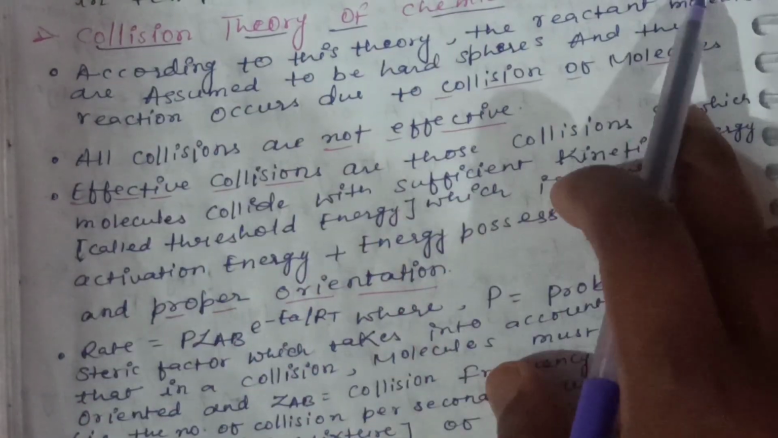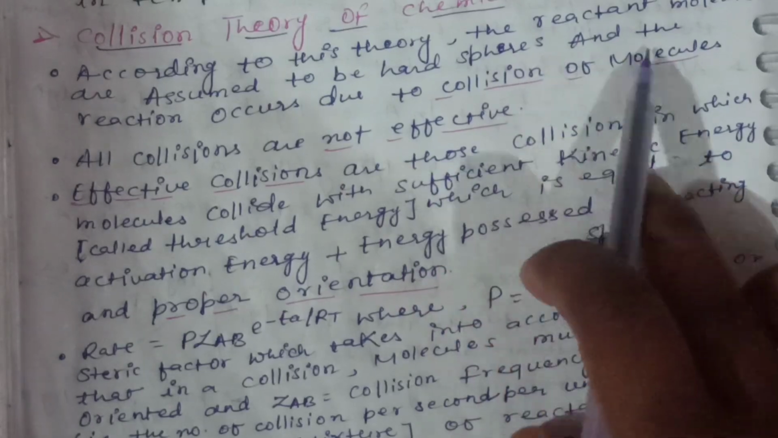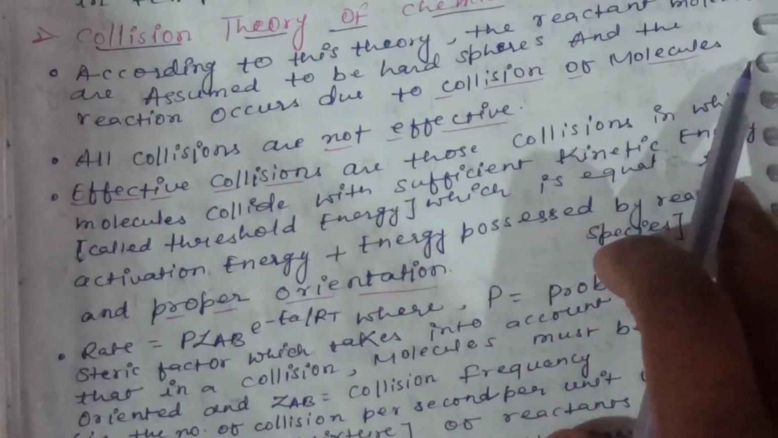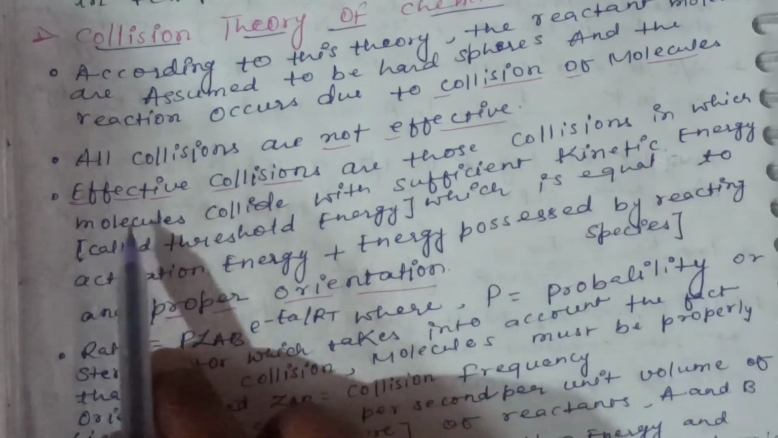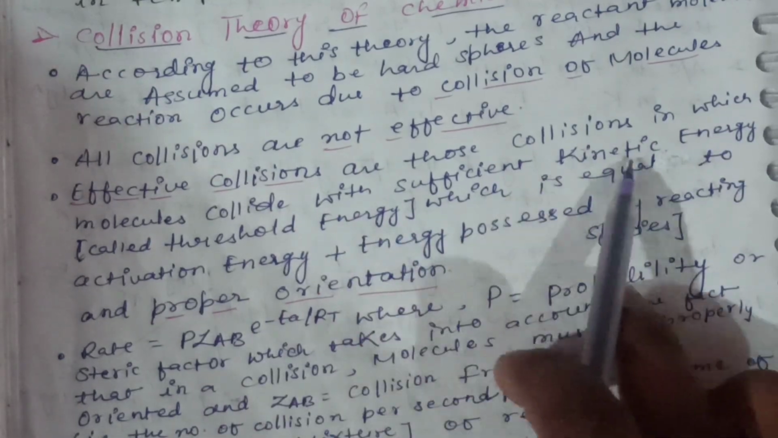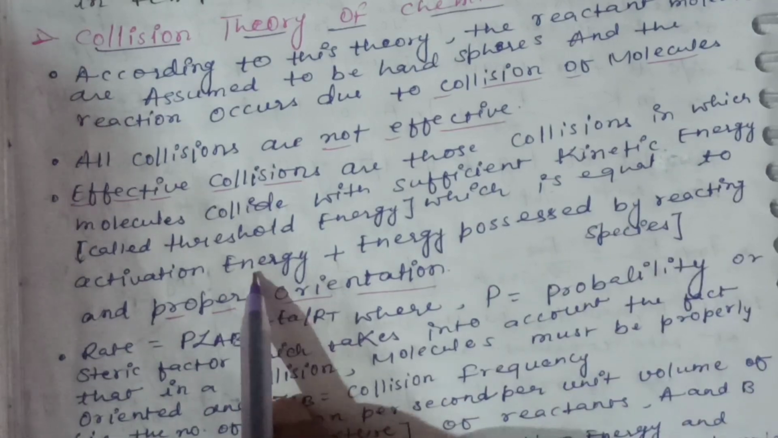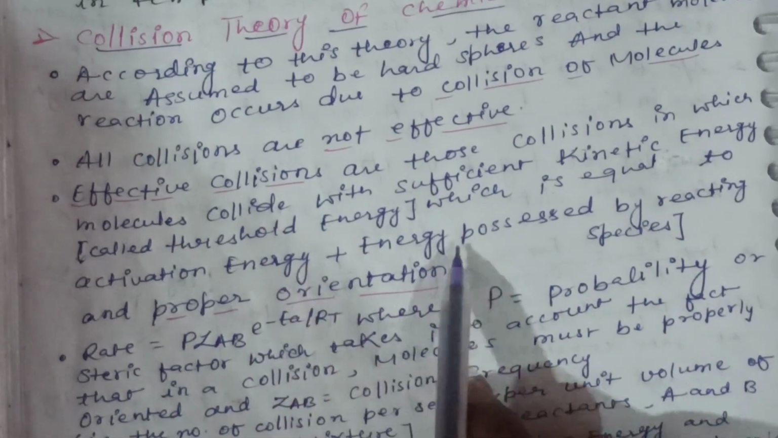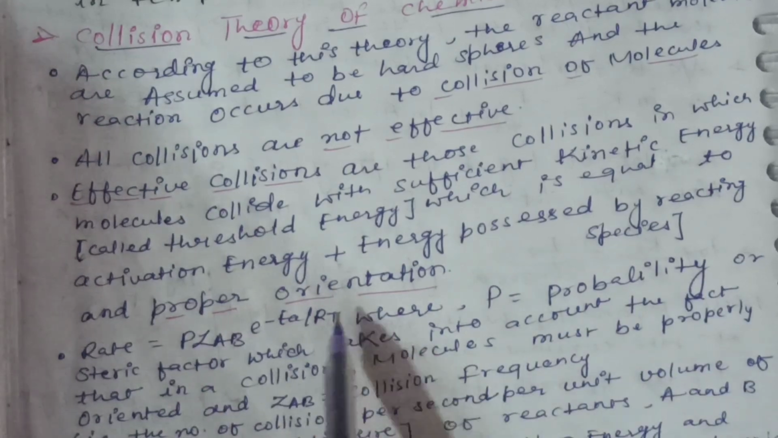Collision theory of chemical reactions. According to this theory, the reactant molecules are assumed to be hard spheres and the reaction occurs due to the collision of molecules. All the collisions are not effective. Effective collisions are those collisions in which molecules collide with sufficient kinetic energy, called threshold energy, which is equal to activation energy plus energy possessed by reacting species, and proper orientation.